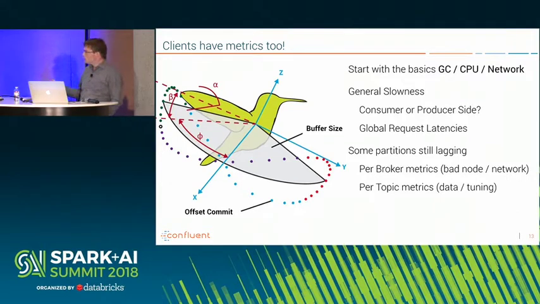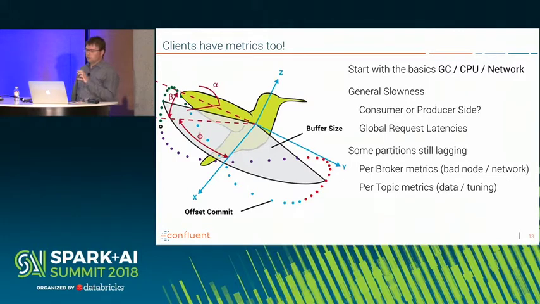So the first thing you want to look at is, let's say you want to look at general slowness. What you want to find out is, is it on the consumer side or on the producer side? Typically your stream processing application will take data from Kafka, do some processing, and then put it back into Kafka somewhere else. So you need to figure out, is it on the reading side or is it on the producing side that I'm having issues? Because it could be either, it could be both.